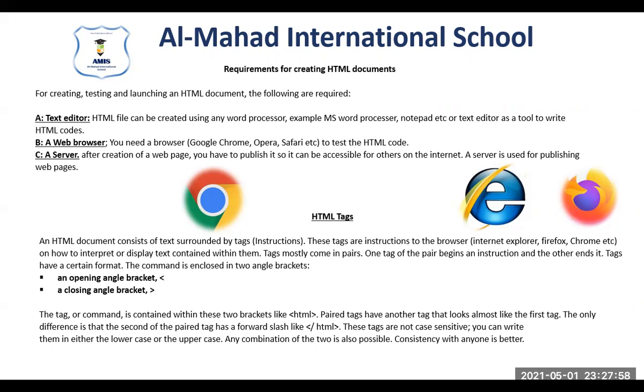What do we mean by pairs? We have to start and we have to end our statement. If we start and do not end the statement, the browser will show an error message, because we have to close the statement as well. One tag of the pair begins an instruction and the other ends it. And tags have a certain format. The command is enclosed in angle brackets, and you will see how to write an instruction or tagging.